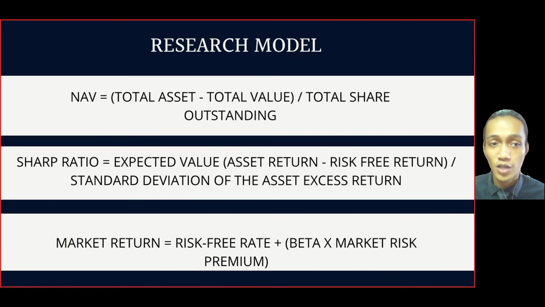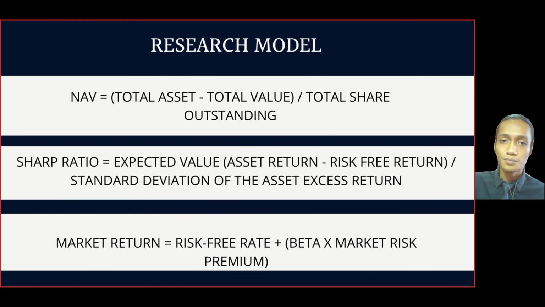So the next one is the research model. In this study, I will use three formulas which are NAV, Sharpe ratio, and market return. To calculate the NAV, the formula is total asset minus total liabilities, divided by total shares outstanding. While for the Sharpe ratio, the formula is the expected value of asset return minus risk-free return, divided by the standard deviation of the asset's return. Last but not least, for the market return, the formula is the risk-free rate plus beta times market risk premium. So these are the formulas that I will use to calculate all of the variables in my study.